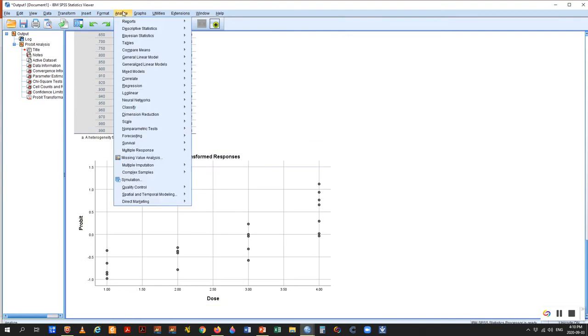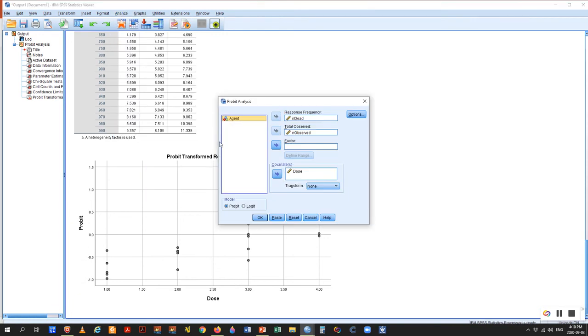So we go to Analyze, we go to Regression, we go to Probit, and again we're going to insert the NDED as the response frequency, the dependent variable, and observed as the other category of the dependent variable. We've dropped in dose as the covariate. We've made no transformation, but we're going to introduce agent as a factor, and we need to define the range of this, and it's going to be a 1 to a 4.